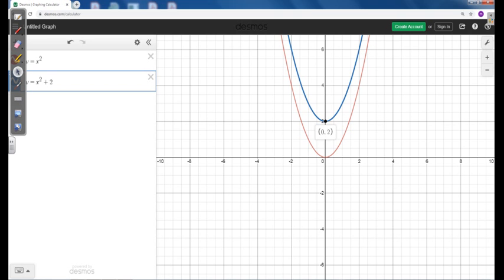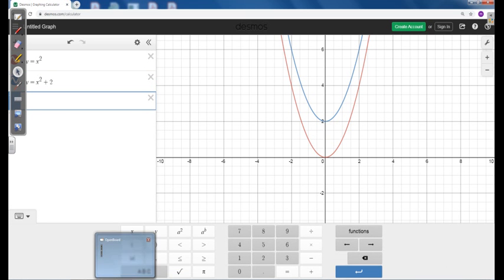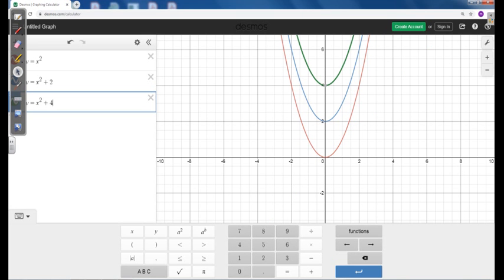Now what would be your second graph? What's the second equation that you have? y equals x squared plus 4. Now remember, we always compare to the original, so we always compare to the red one in this case. So we see that now my graph has shifted 4 units up. So we call that a vertical translation, 4 units up. What's my vertex for this one? 0, 4.